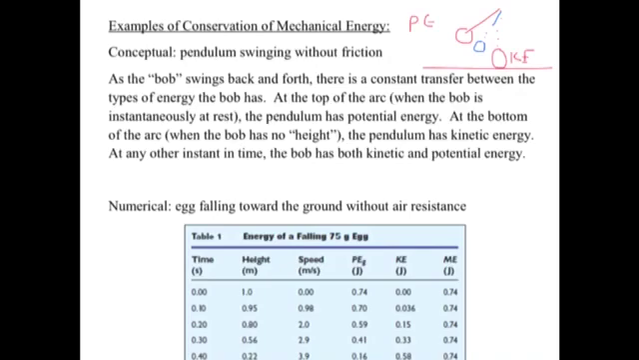Another example is an egg falling to the ground without air resistance or any object. At the top is all potential. When it's moving right here, it's part potential and part kinetic. At the bottom, it's all kinetic. Okay? We'll pick up from this next class. You're welcome to look ahead at the notes if you'd like to.